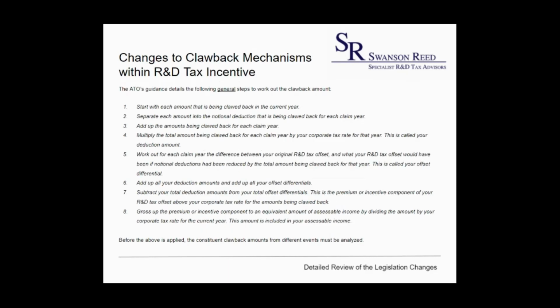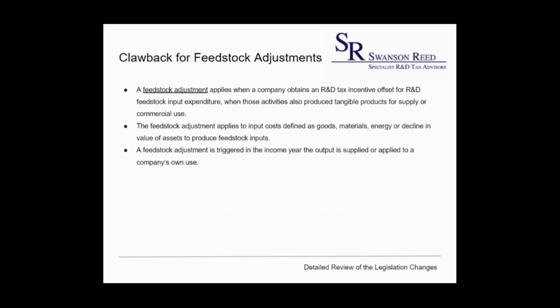The ATO's new clawback guidance details a series of general steps to work out the clawback amount. However, before the total amount of assessable income from clawback of R&D tax offsets can be determined and disclosed, the different types of clawback events must be analysed separately. The ATO's new R&D tax incentive schedule instructions contain detailed information, which we will cover for each type of clawback adjustment. The first type of clawback adjustment relates to feedstock adjustments.